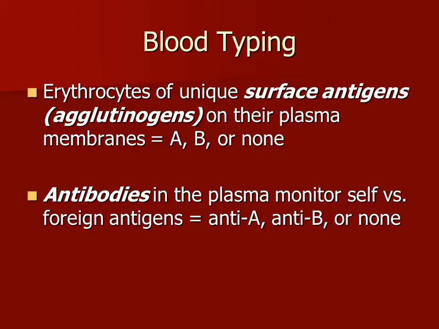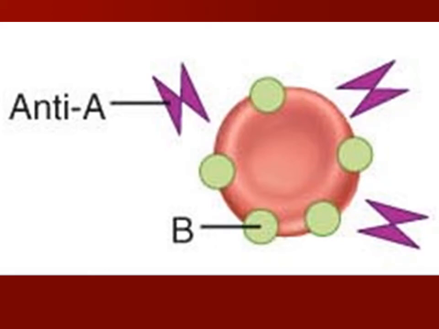Blood typing. What you're going to be looking at to do blood typing are your erythrocytes and certain markers that are on the surface. The main ones that we look at for a major blood typing would be the surface antigens of A, B, or whether there's nothing there. It's also going to involve the antibodies that are in the plasma. These antibodies help to recognize what is self versus non-self, what's you versus what is foreign. In terms of blood typing, we're looking at anti-A, anti-B, or neither one of those.